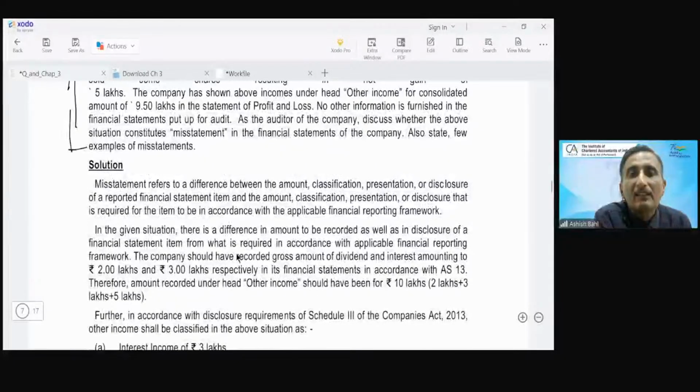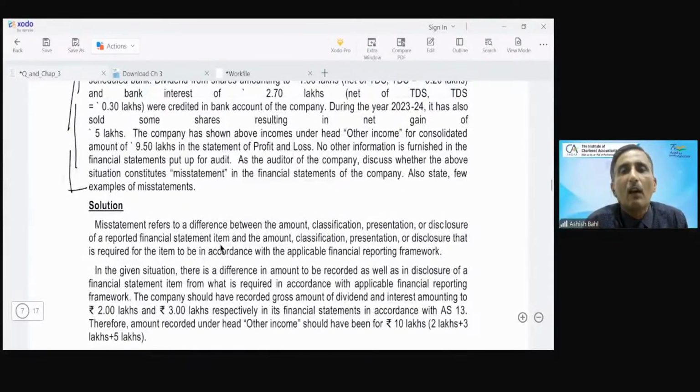And the balance part of the question asks you to give a few examples of misstatements. Here you can give any examples of misstatements. Okay. So like 3-4 examples you can write, like overvaluation of inventory, undervaluation of inventory, fake expense bills, charging of capital expenditure items to revenue or vice versa, wrong calculation of depreciation. These are all examples of misstatements. Any n number of examples can be made.